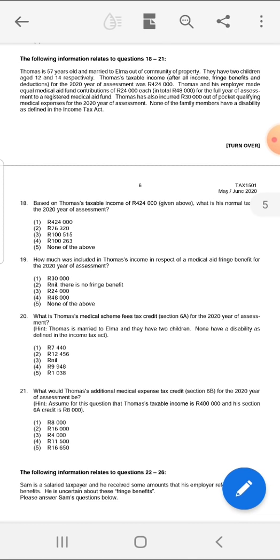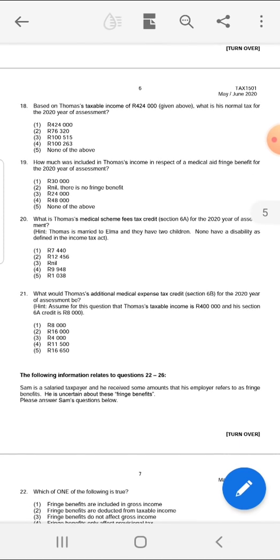Okay guys, since Thomas is less than 65 years old and there's no member who is 65 or older, this tells us that we'll use the formula where we say contribution less section 6A multiplied by 4. So let's go to our questions and hear what they need us to do. Based on Thomas' taxable income, 424,000 given above, what is his normal tax for the year of assessment?